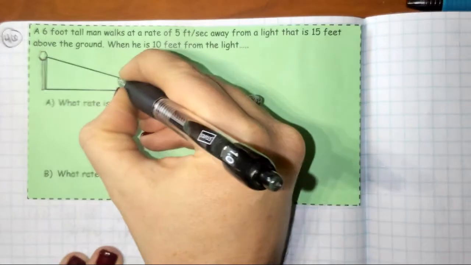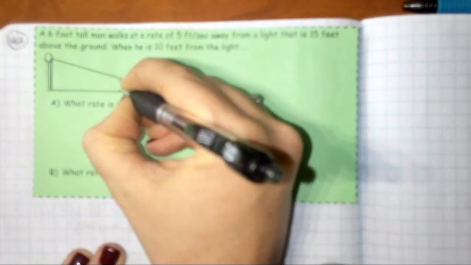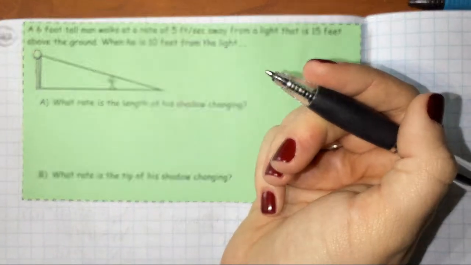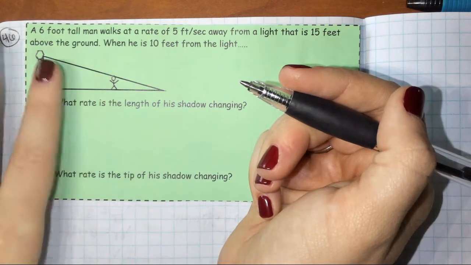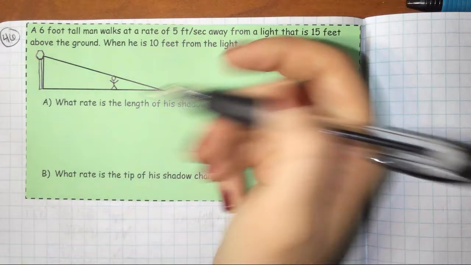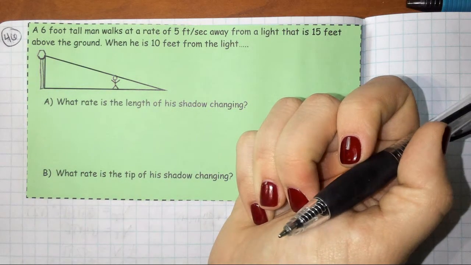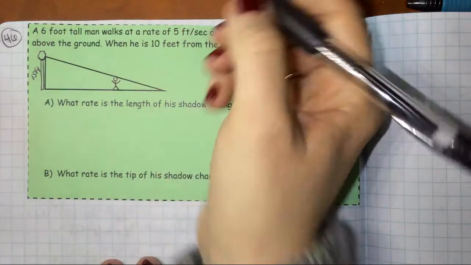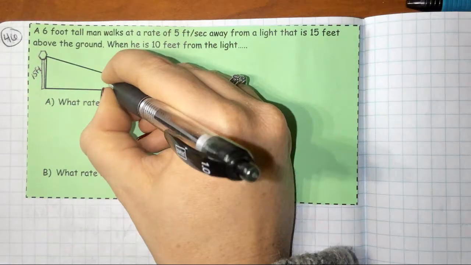So here's my man. Okay? You understand this picture, right? There's light, it's hitting a guy. Let's fill in some other pertinent information. How tall is that light post? Okay, so here, it's 15 feet. How tall is the man? 6.